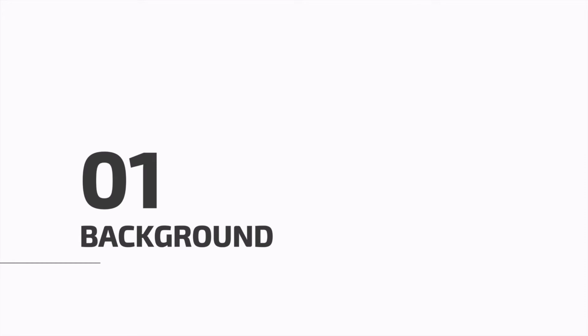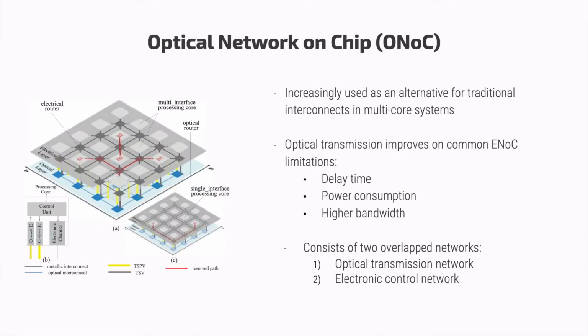First, we will start with some background on the ONOC. Optical network on chip is increasingly used as an improved alternative for traditional interconnects in multi-core systems. Optical transmission improves on delay time, power consumption, and provides a higher bandwidth, all of which are common in electrical network on chip limitations. The architecture of the optical network on chip consists of 2 overlap networks, an electrical control network and an optical transmission network.